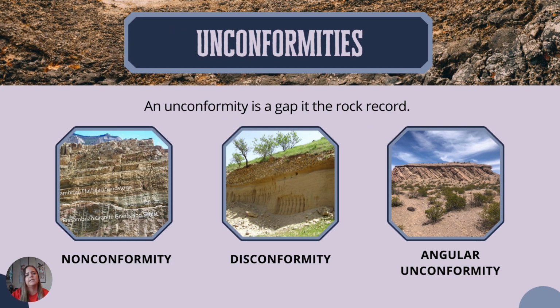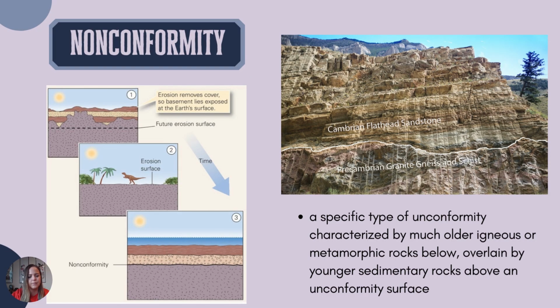All right, and then the last thing here, we're going to look at unconformities. Unconformities are a gap in the rock record, and these can be characterized as nonconformities, disconformities, or angular unconformities. Okay, so the first one we're going to look at is a nonconformity. This is an unconformity in which there is a contact between an older igneous or metamorphic rock, and the rocks on top of it are sedimentary rocks specifically.